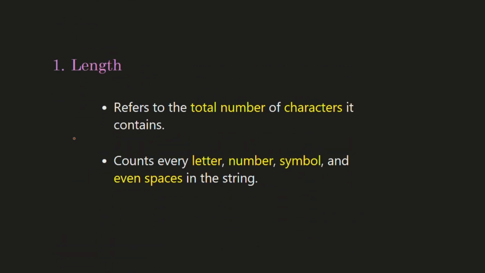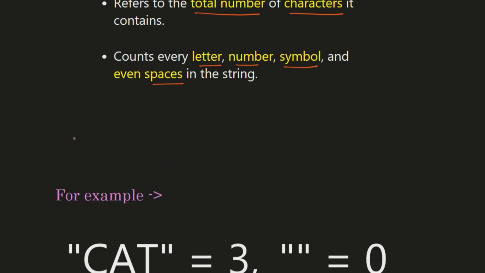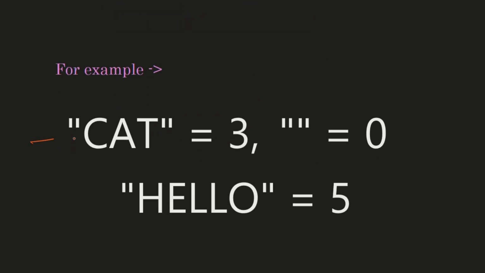Now, let's explore some cool things about strings. First up, length. The length of a string refers to the total number of characters it contains. It counts every letter, number, symbol, and even spaces in the string. Cat has a length of 3. C, A, T. Hello has a length of 5. Even that empty string has a length. It's 0 because there's nothing in it.